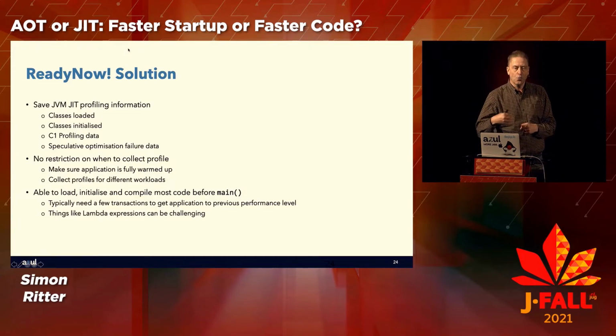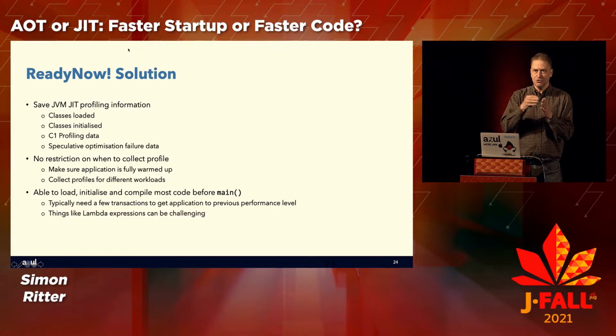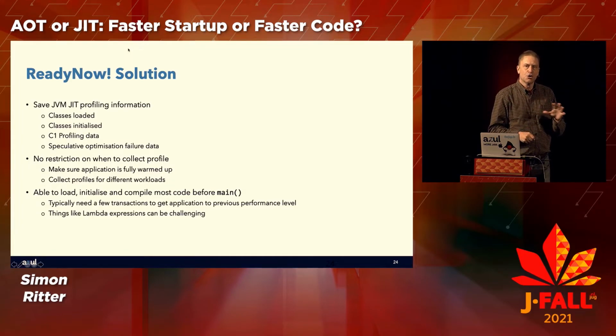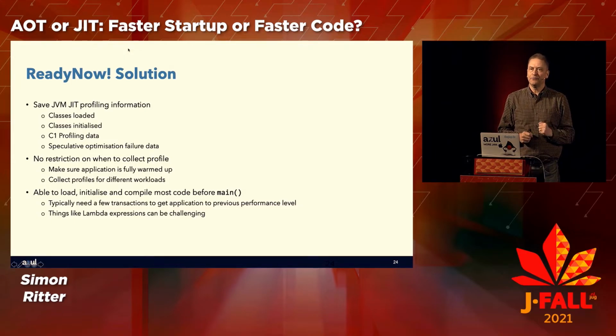That way, when you get to the main entry point, you're going to have about 98% of the performance that you had when you took the profile. And you start your application, and off you go with very, very high level of performance. Run about 2 or 3 transactions through that, and you'll get to that 100% level of performance.